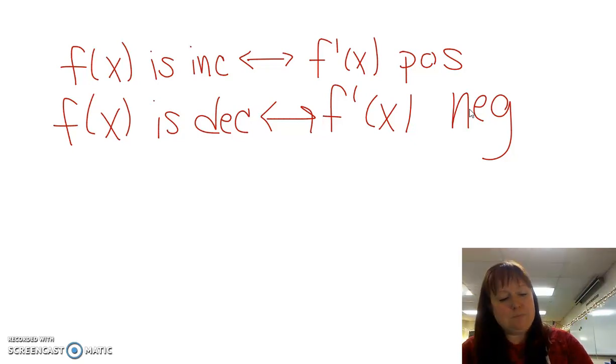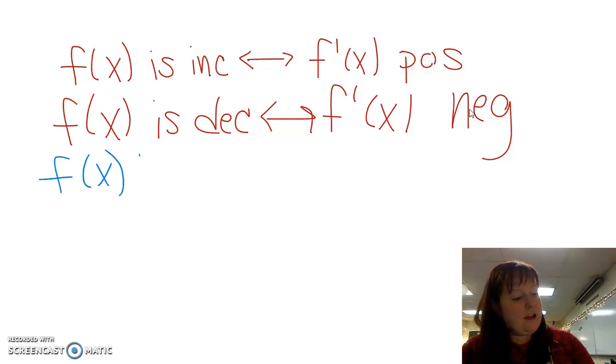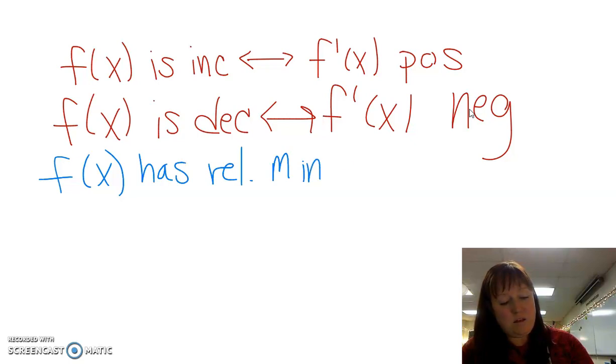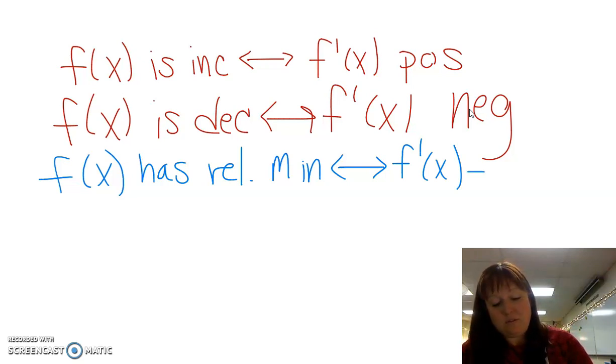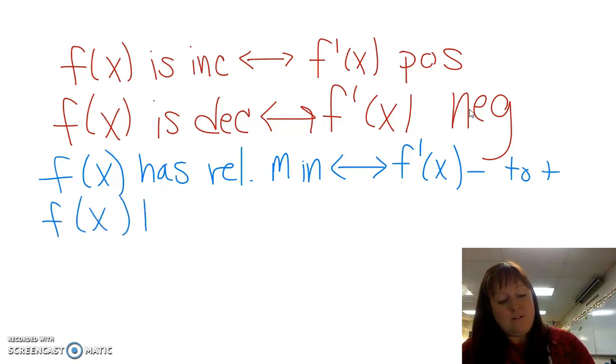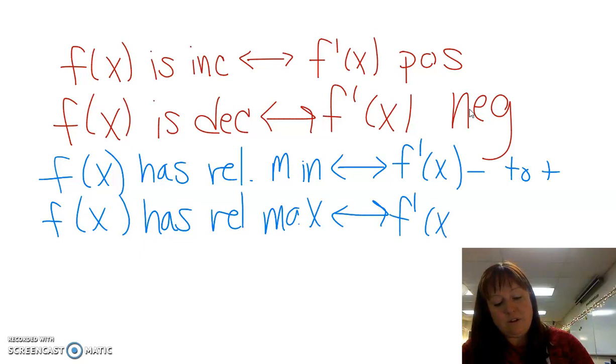The other takeaway is that the function has a relative min when the derivative changes from negative to positive, and the function has a relative max when the derivative changes from positive to negative.